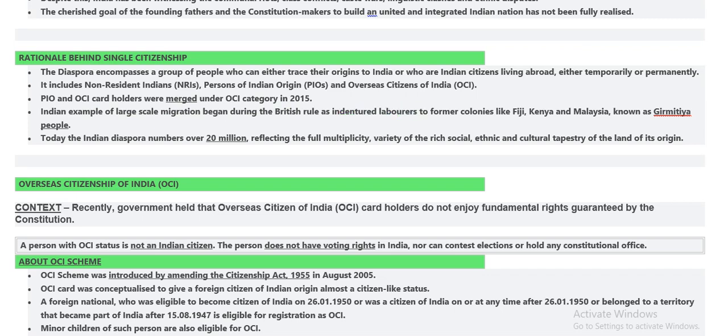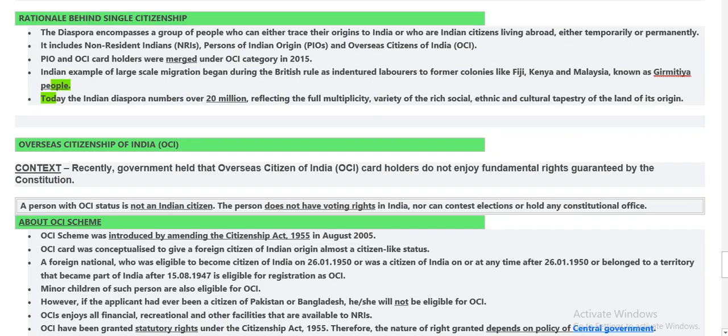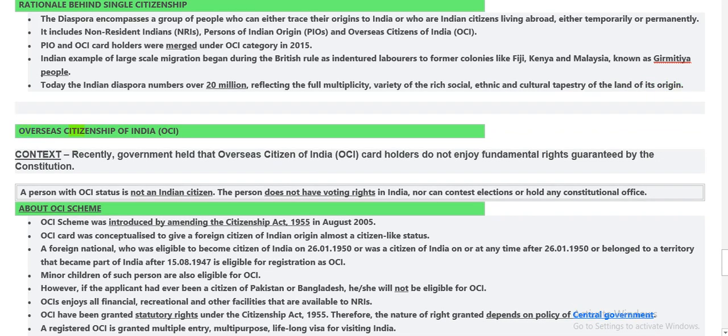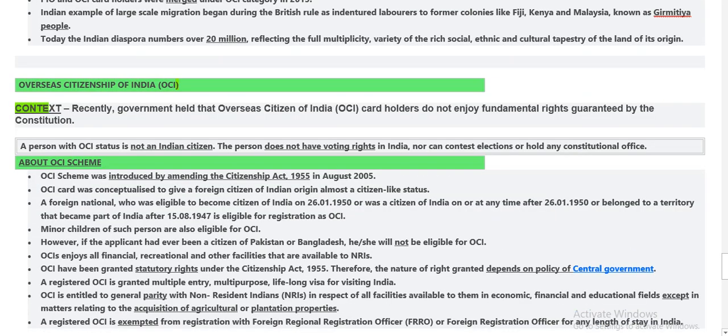Indian large-scale migration began during the British rule, as indentured labourers to former colonies like Fiji, Kenya and Malaysia, known as Girmitiya people. Today the Indian diaspora numbers over 20 million, reflecting the full multiplicity and variety of the rich social, ethnic and cultural tapestry of the land of its origin.